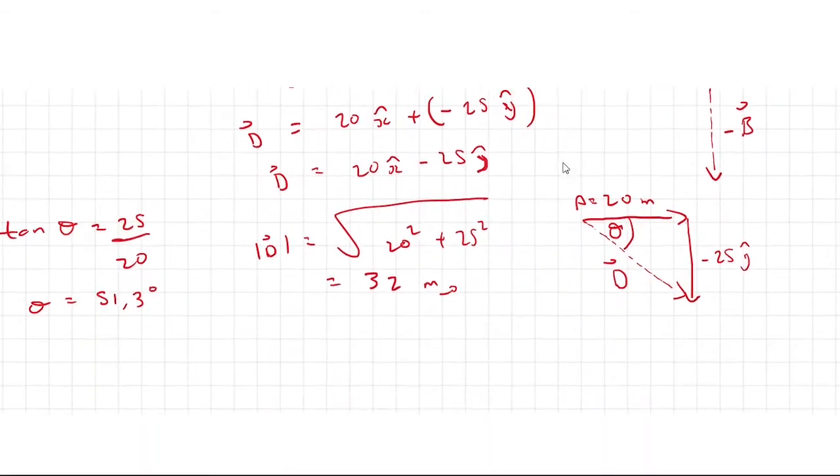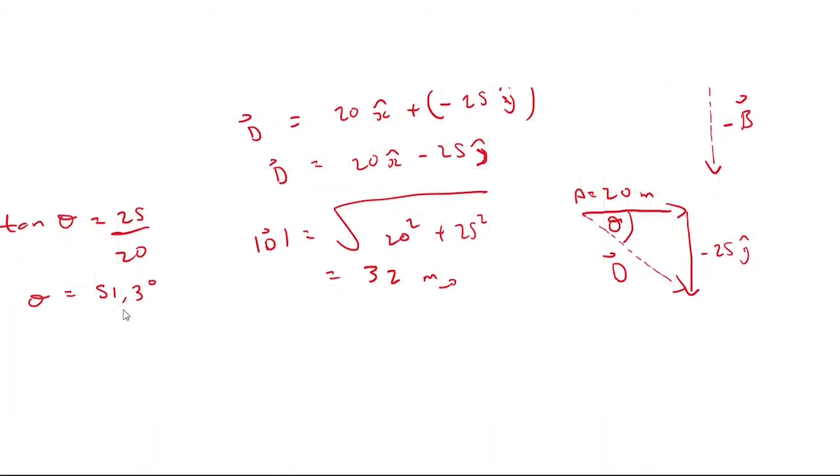Now let's look at it now. How do we then write it? Now it is 51.3 degrees, but then you can see here, for you to actually get from the tail to the head, you have to go east and then south. So you can say, well, D is 32 meters, 51.3 degrees, and then you have to go east to the south, so therefore this is south of east. Remember, you just swap everything around.